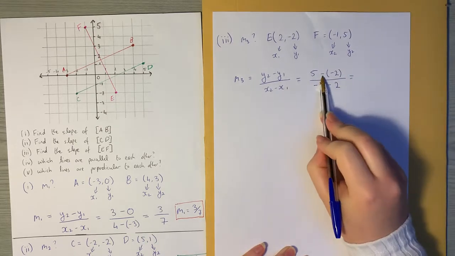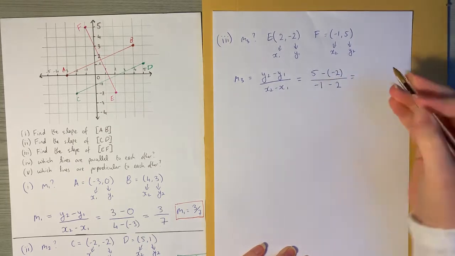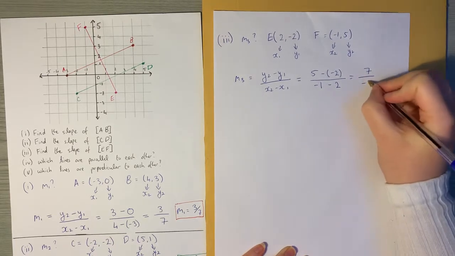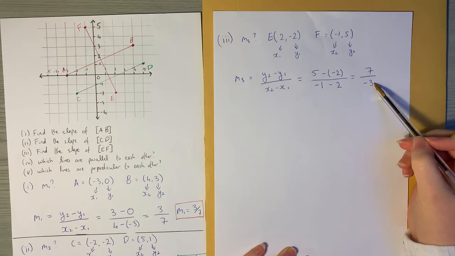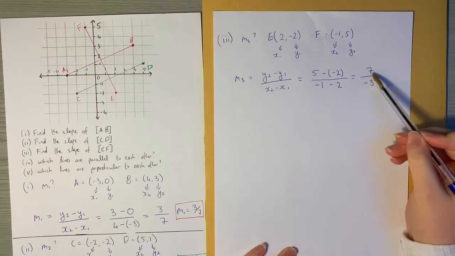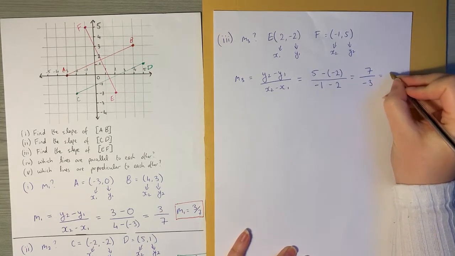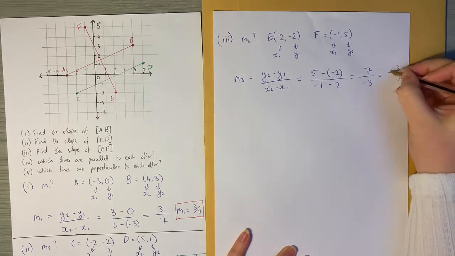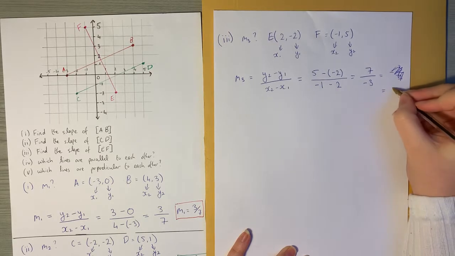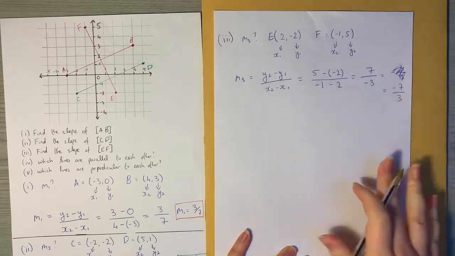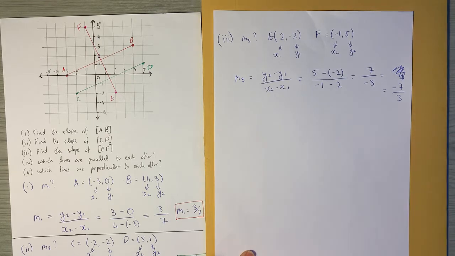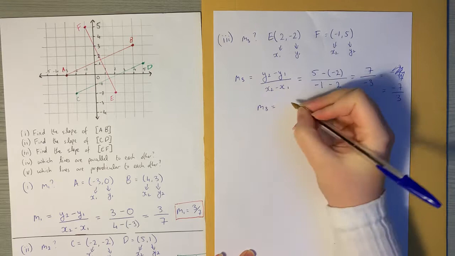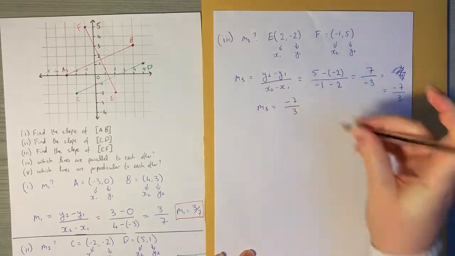So then I've got 5 minus 2, so that's equal to 5 plus 2, which is 7, all over minus 1 minus 2 is minus 3. And because here we have a minus on the bottom, but a plus on the top, that makes our fraction a minus overall. So that's the same as minus 3 over 7. Or sorry, not 3 over 7. Equal to minus 7 over 3. Apologies. So that means M3 is equal to minus 7 over 3.